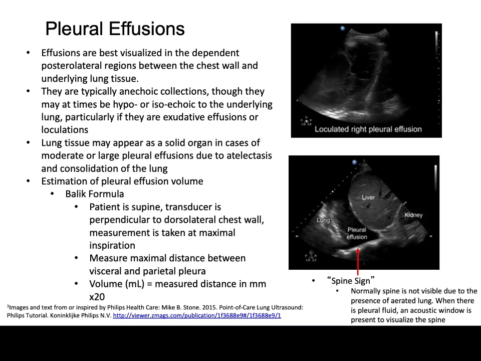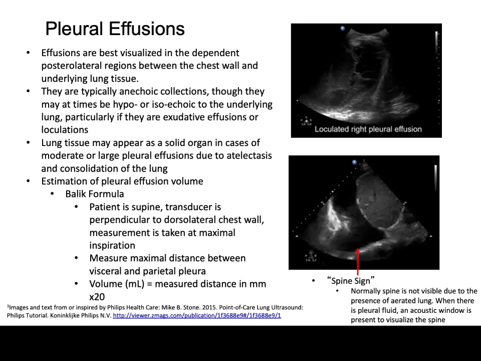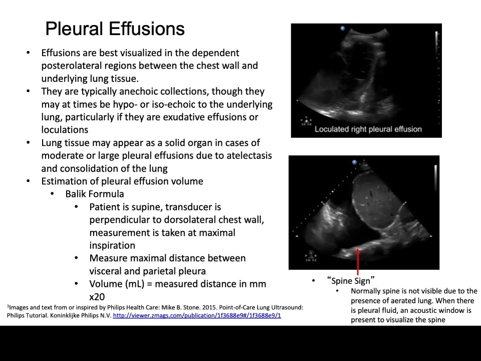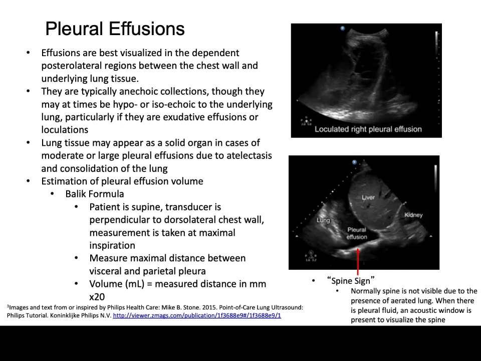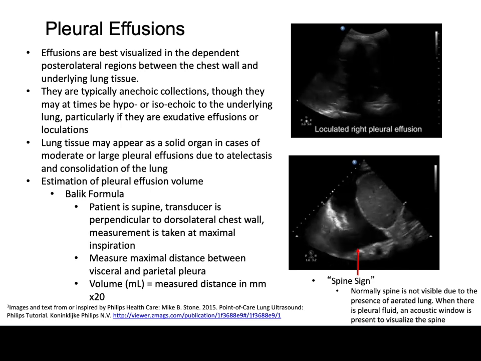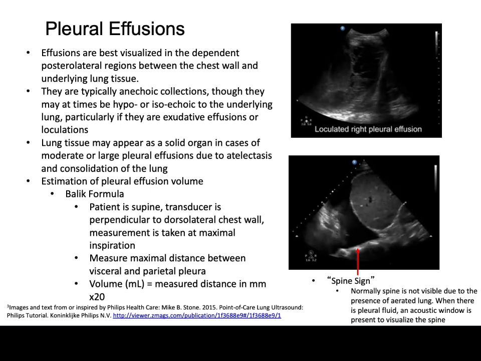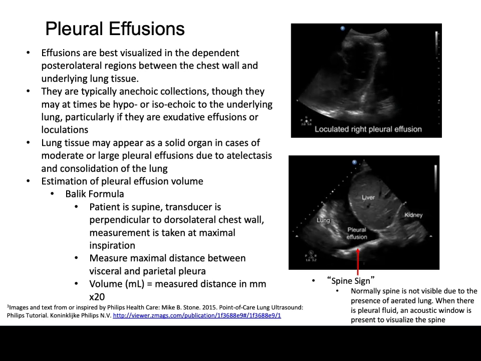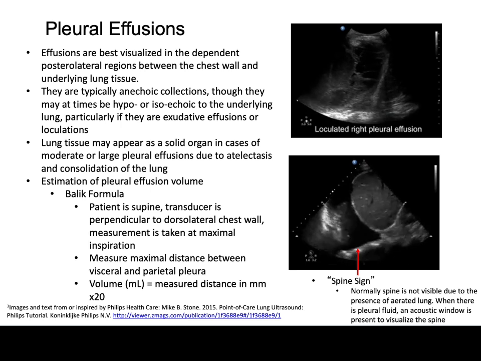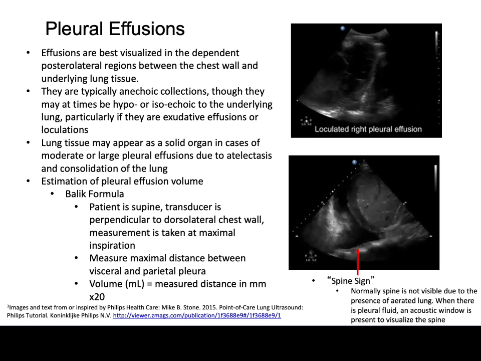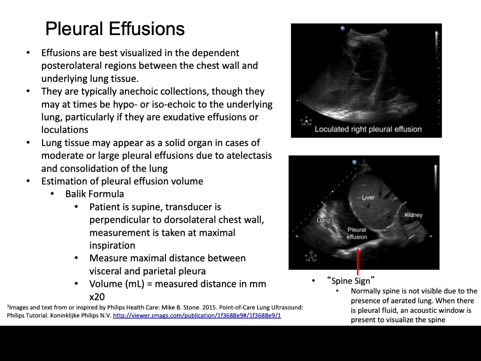Lung ultrasound can also be useful in evaluating pleural effusions at the bedside. Effusions are best visualized in the dependent posterolateral regions between the chest wall and underlying lung tissue. They are typically anechoic collections, though may at times be hypo or isoechoic to the underlying lung, particularly if they are exudative effusions or contain loculations. Lung tissue may appear as a solid organ in cases of moderate or large pleural effusions with associated compressive atelectasis and lung consolidation.